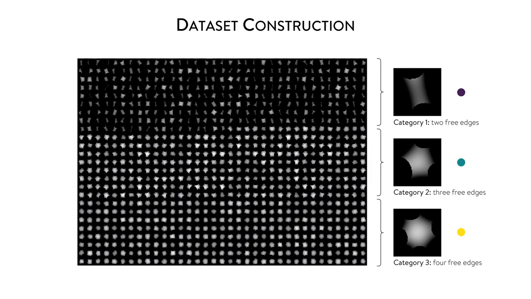This is an overview of the 800 3D models represented as depth maps constructed with the Grasshopper script. You can also see that the dataset includes three categories of shell structures, the first one with two openings or three edges, the second one with three openings, and the third one with four openings.